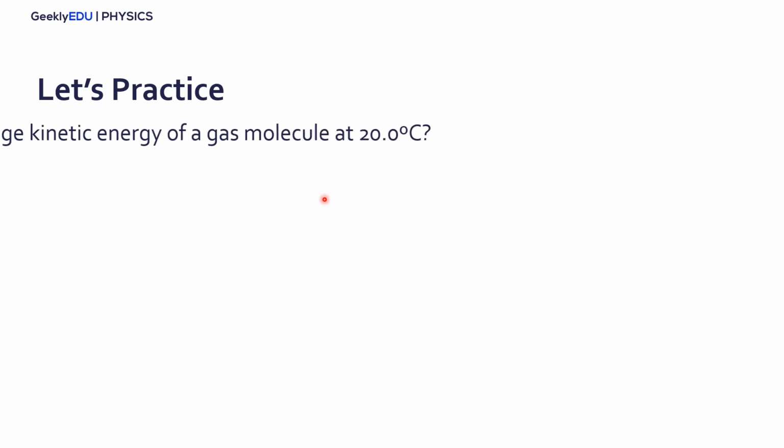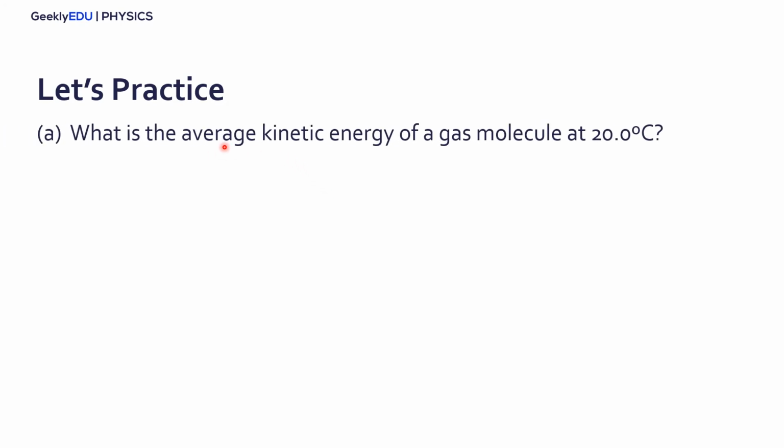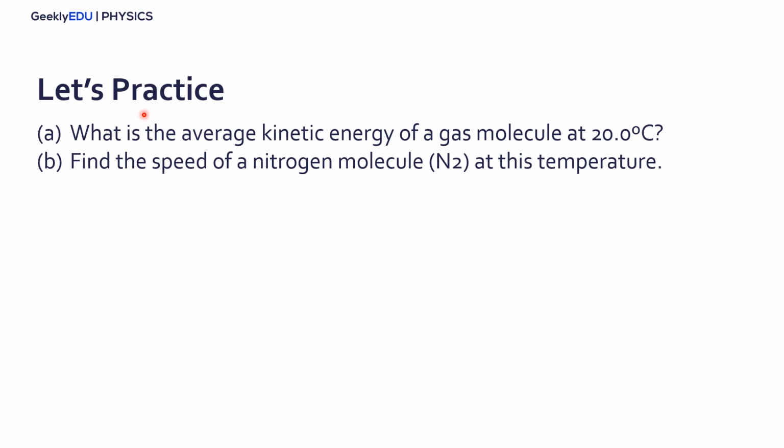Let's put this in practice now. We want to calculate the average kinetic energy of a gas molecule at 20 degrees Celsius, and also find the speed of a nitrogen molecule at this temperature. Remember, this is the Boltzmann constant. So we can just use the relation we've just learned. For the kinetic energy, we can calculate this average kinetic energy just knowing the temperature.